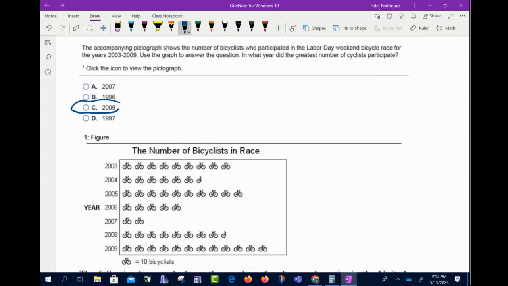2009. There's our answer. Boom, right there, right? All you got to do is look at the picture, right? Which one had the most little bikes?